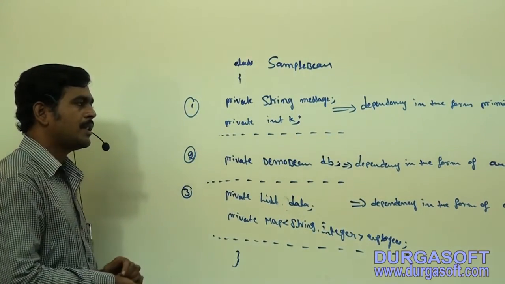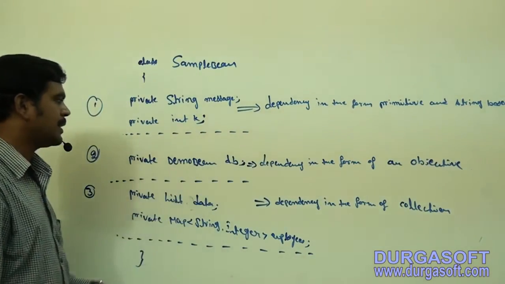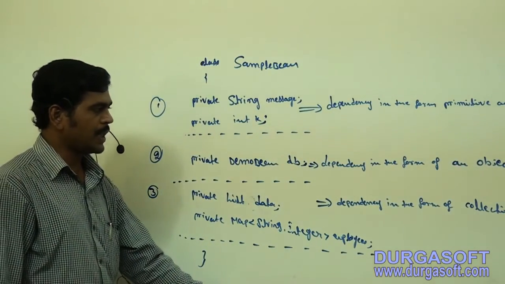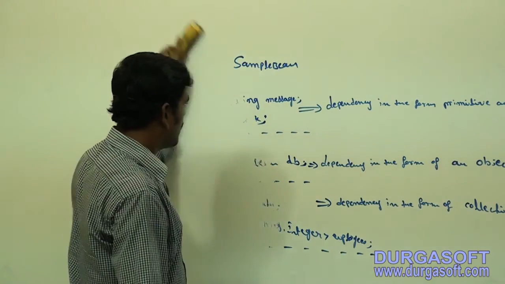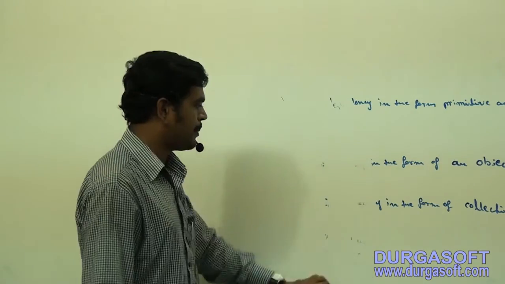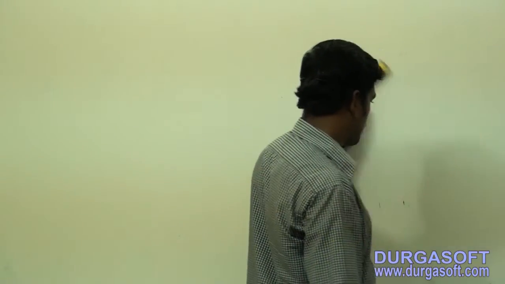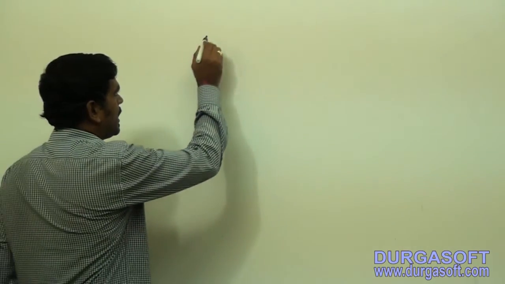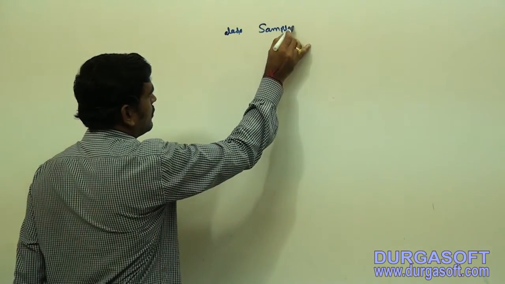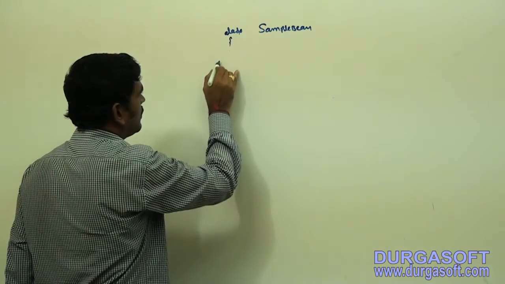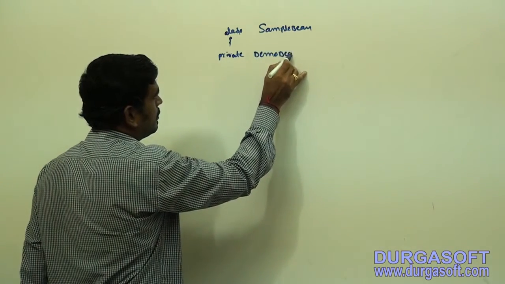Just now we observed what term? Dependency in the form of primitive and string based values. Now we'll see the dependency in the form of an object. Right? See, now here we will see this dependency in the form of an object very clearly. So now here I am taking one class SampleBean. Under that, private DemoBean db.